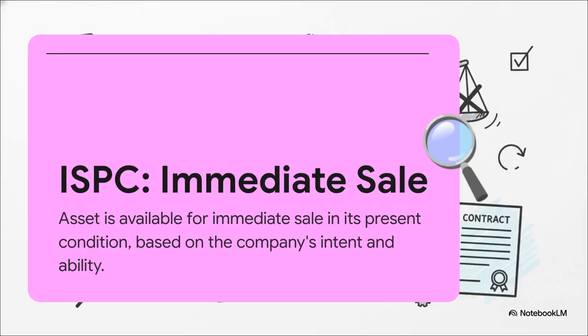All right, so ISPC stands for Available for Immediate Sale in its Present Condition. The key words here are immediate and present condition. This means the asset has to be ready to go right now, as is. It's not about a plan to fix it up and sell it later. It's about being able to hand over the keys to a buyer today without any major delays.